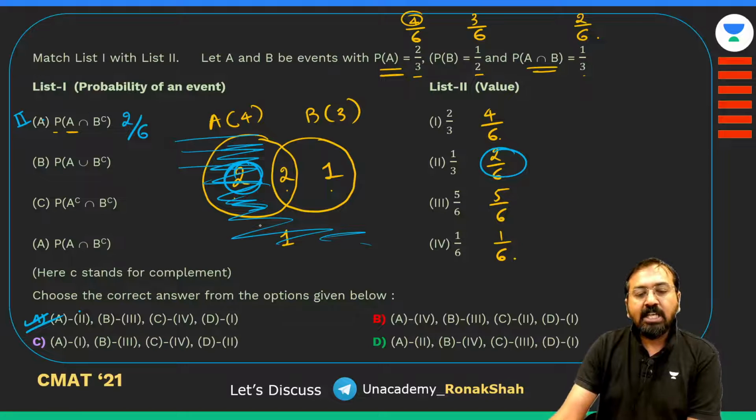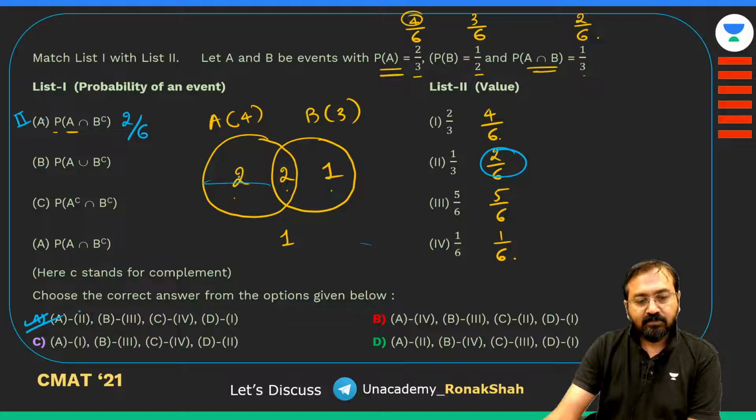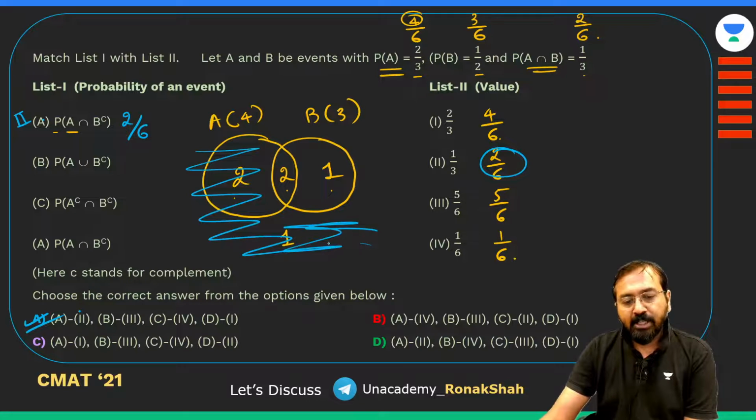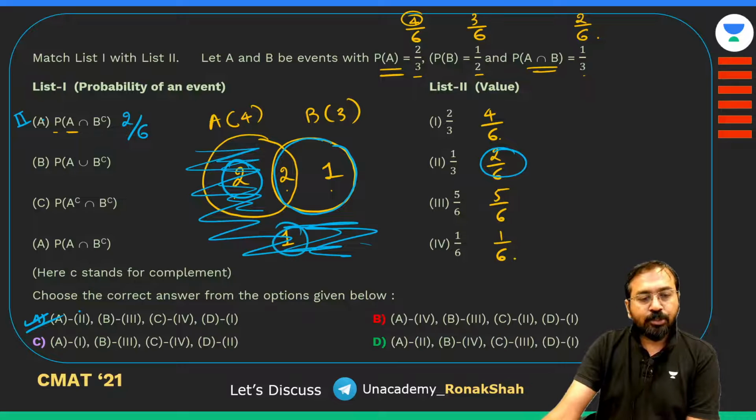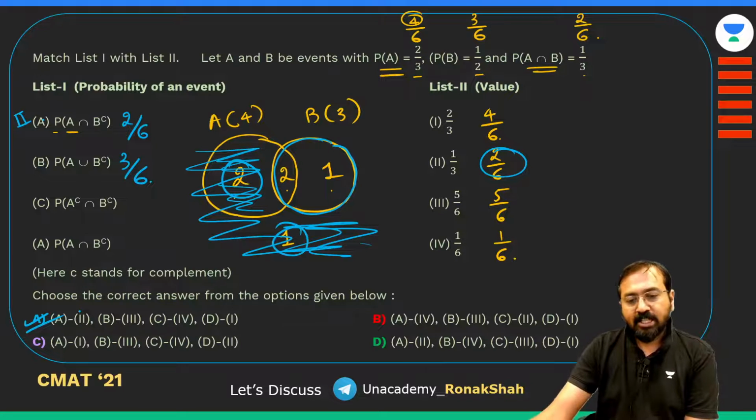A union B complement. Let's check for that. What is A union B complement? B complement means everything outside B, and the union of that with A. So it also includes the part of only A and the part outside of A and B. So 2 plus 1, it's 3. So it should be 3 by 6, so it should match with 3 by 6.